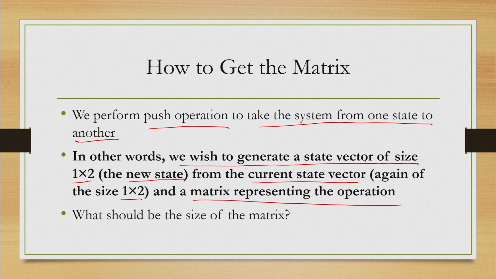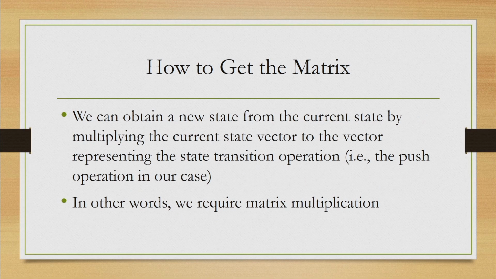So, the state vector is, as we have seen, of size 1 by 2, a vector with two elements. Our objective is to get from one vector to another vector using an operation that we want to represent with a matrix. Now, if we formulate the problem this way, what should be the size of the matrix? That is our point of concern.